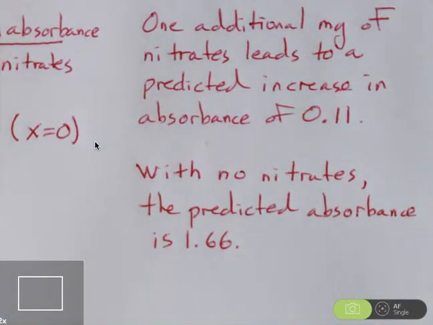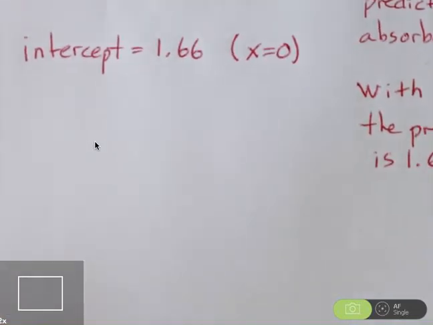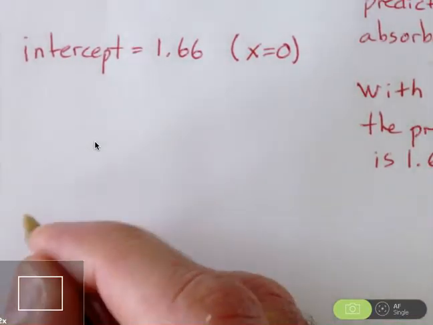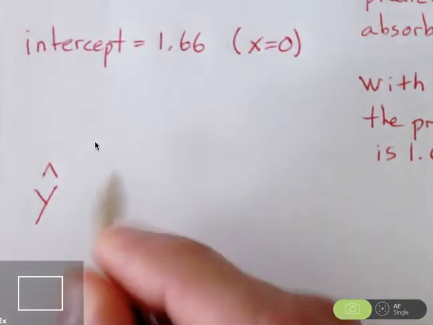In part C, your job is to get a prediction, to create a prediction. So if we have 500 milligrams of nitrates per liter, what would the expected or predicted absorbance be? It is important that you always show your work, even when it's simple, when you're doing something like this. So I am trying to predict the absorbance. I'm trying to create a y hat value.